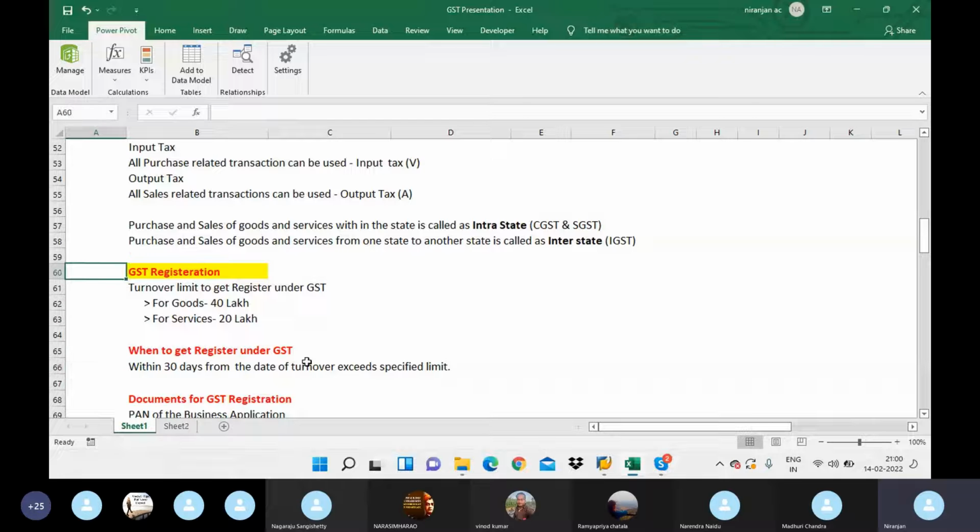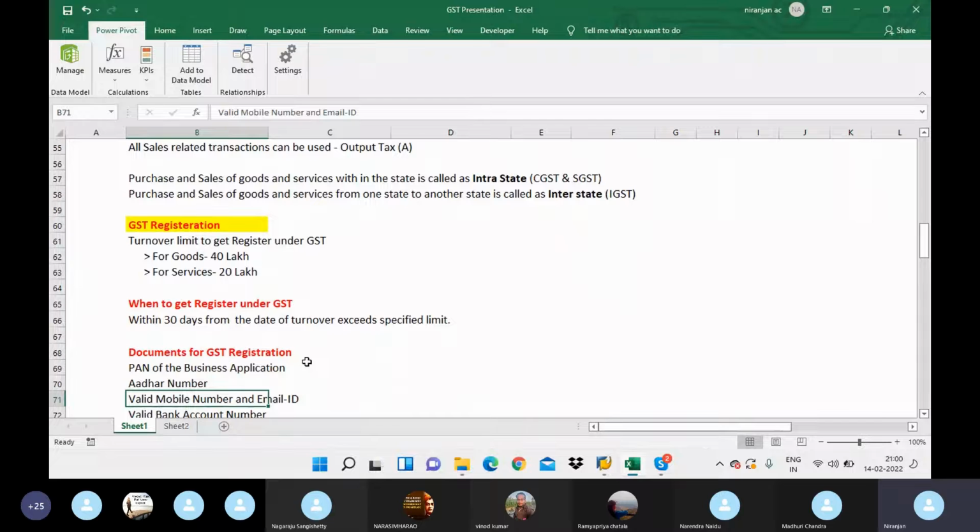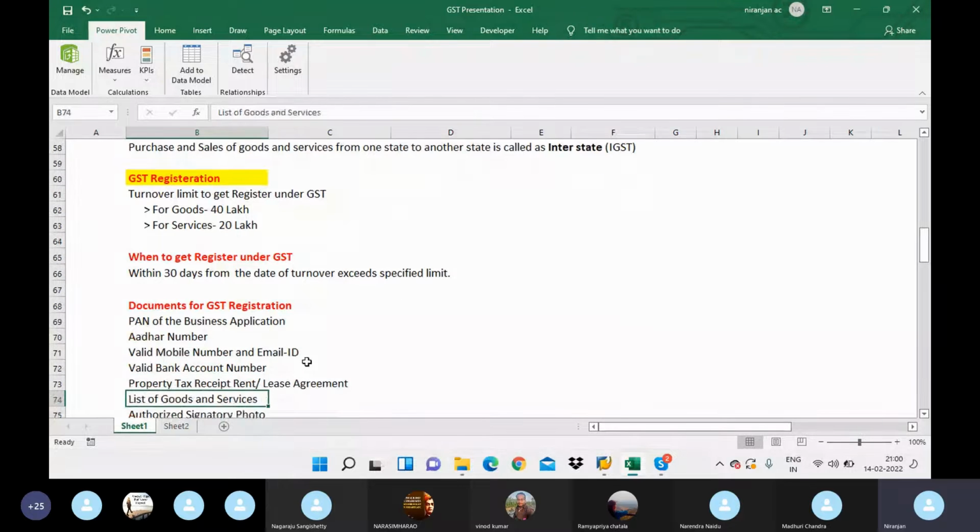And coming to the GST registration process. In India, for GST registration the turnover limit is 40 lakhs for goods and 20 lakhs for services. For an overview, I can show the GST login portal also. You must register under GST within 30 days of your turnover exceeding the specified limit of 40 lakhs or 20 lakhs.